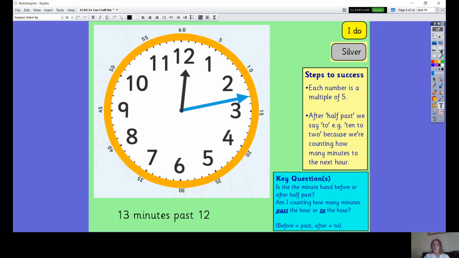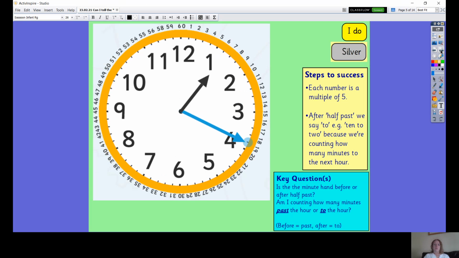Let's move on. So this clock's a little bit confusing. I haven't left these on for lots of them, but I've just shown you a clock with all of the individual minutes all the way around, just to help us out on the first one. The key questions we need to be asking ourselves, which are down here, is the minute hand before or after half past? Am I counting how many minutes past the hour or to the hour?